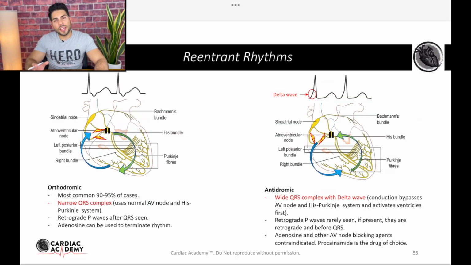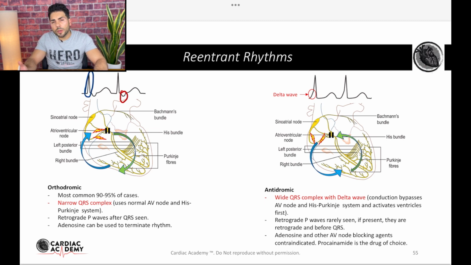So this type of AVRT we just talked about is known as an orthodromic AVRT. This is the most common type of AVRT, and it uses the normal AV node conduction system. Because it uses the normal AV node conduction system, we're going to see a narrow QRS, okay? And occasionally we can also see some retrograde P waves. Because it's using the normal AV node conduction system, we can use AV node blocking agents to treat this type of arrhythmia, meaning adenosine, beta blockers, or calcium channel blockers.